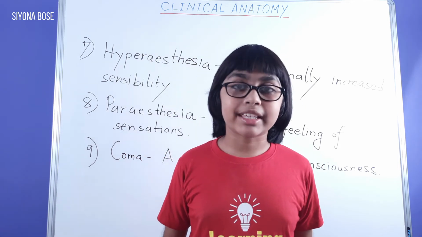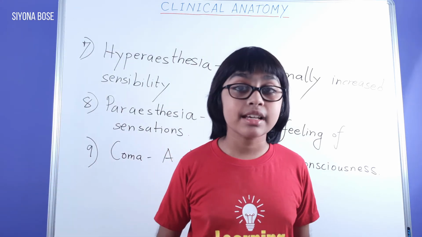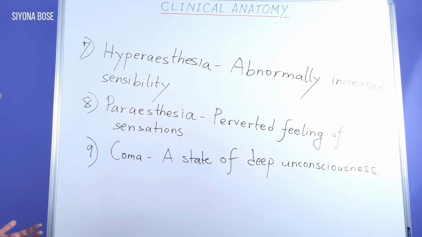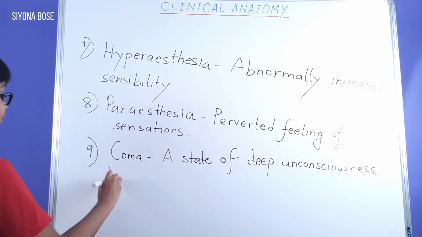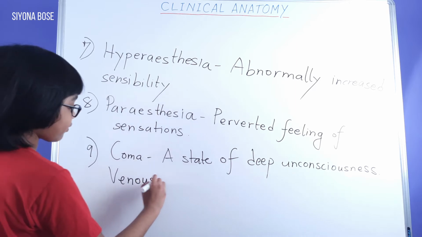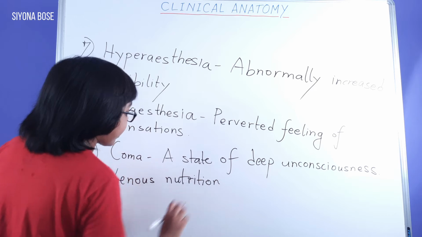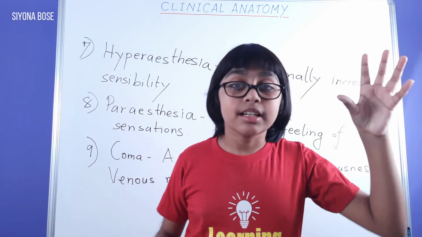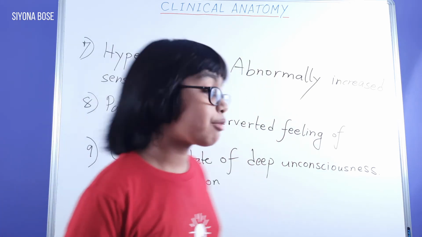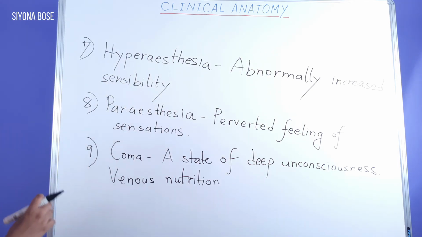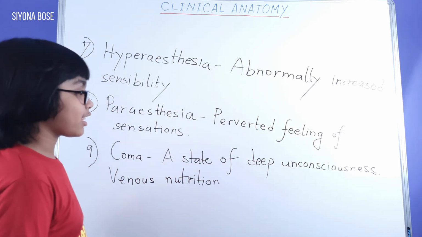Now you must be thinking, how do these people get nutrition, or how do their bodily functions occur? Well, their nutrition happens through veins. They get venous nutrition. Hence those packs of saline water are kept attached to their veins. It is injected in such a way that it gives venous nutrition. So now you may take a look at the board.